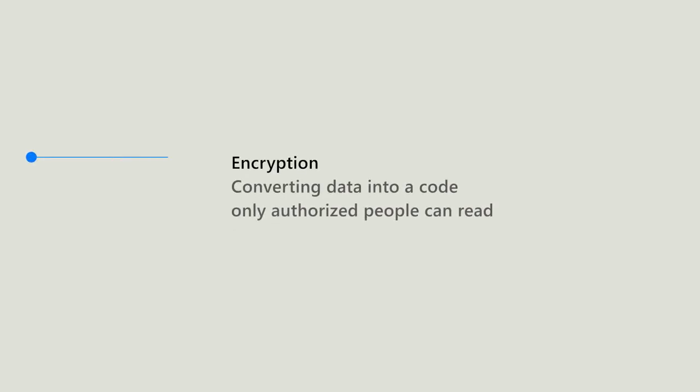Encryption can be achieved by converting data into a code only authorized people can read. This concept is called encrypting the data. Perhaps the most famous version was the Enigma machine, which was cracked by the Allies in World War II, allowing them insight into German military movements.